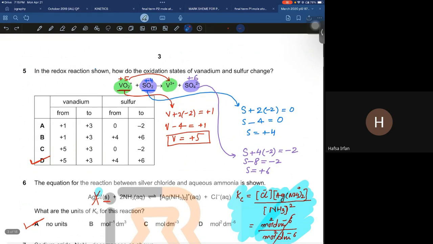And then sulfur is plus 4. And in this, sulfur is plus 6. So it's changing from plus 4 to plus 6. So of course, the answer is D. Okay, the answer is D.